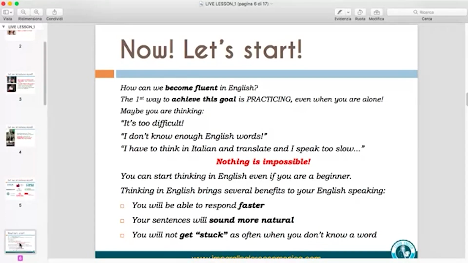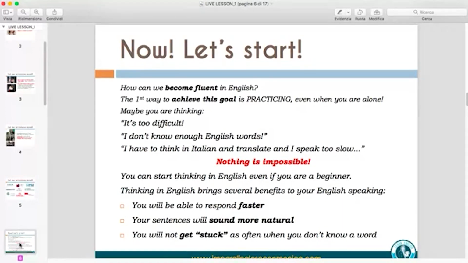So how can we become fluent in English? The first way to achieve this goal is practicing, even when you are alone, because you cannot practice English just with other people, because maybe you do not have the chance to talk to people that speak English. So, in order to find an alternative to this situation, we can find out some ways to practice your English also when you are alone.